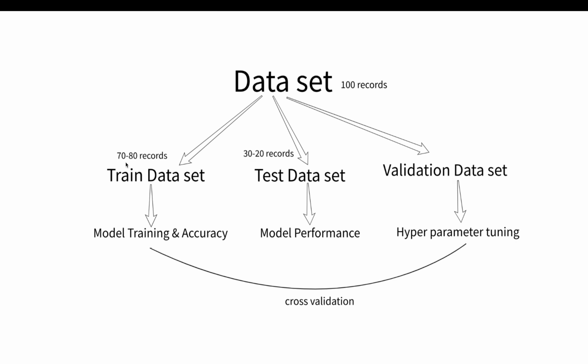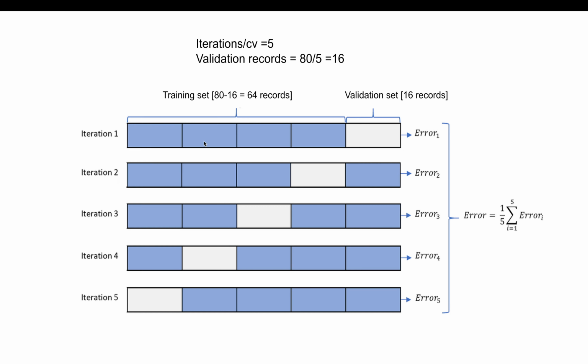So now let's say your training data set has 80 records, and from that you are going to take the validation set. How are you going to take the validation set? Based on the cross validations. Cross validation, you can also say, is the number of iterations. You will try a certain number of iterations to determine the best suitable value. That iteration is nothing but the cross validation.